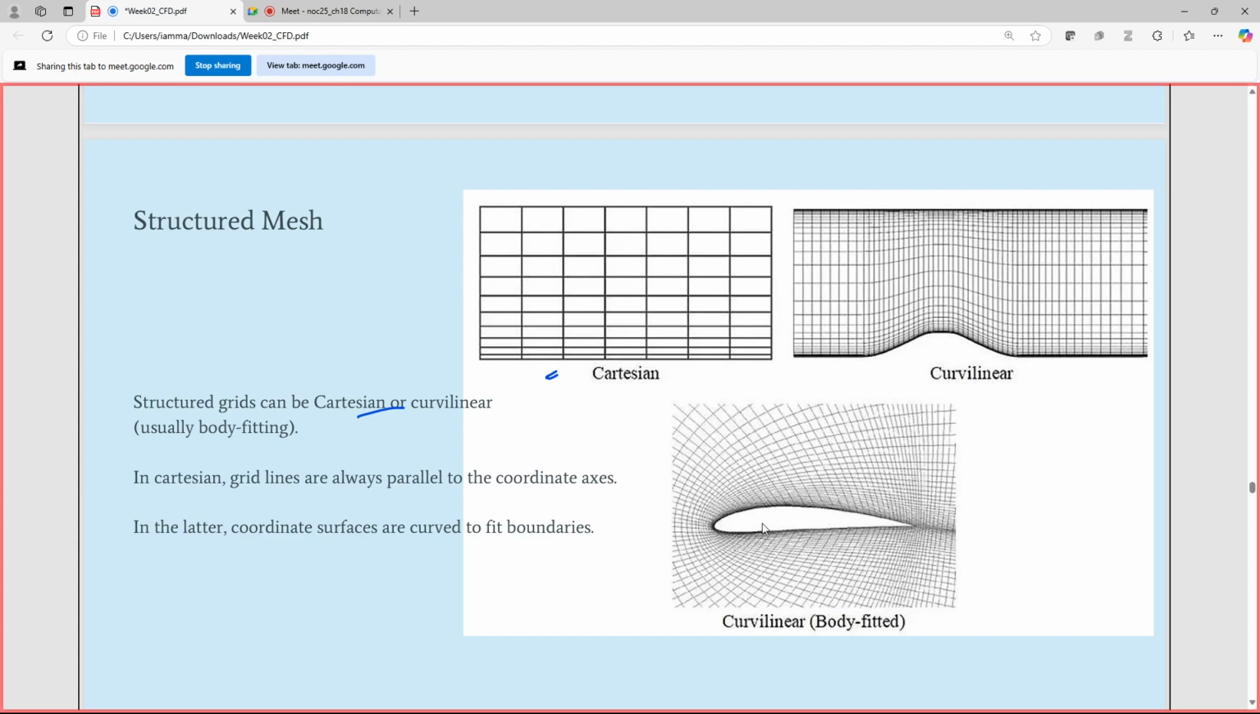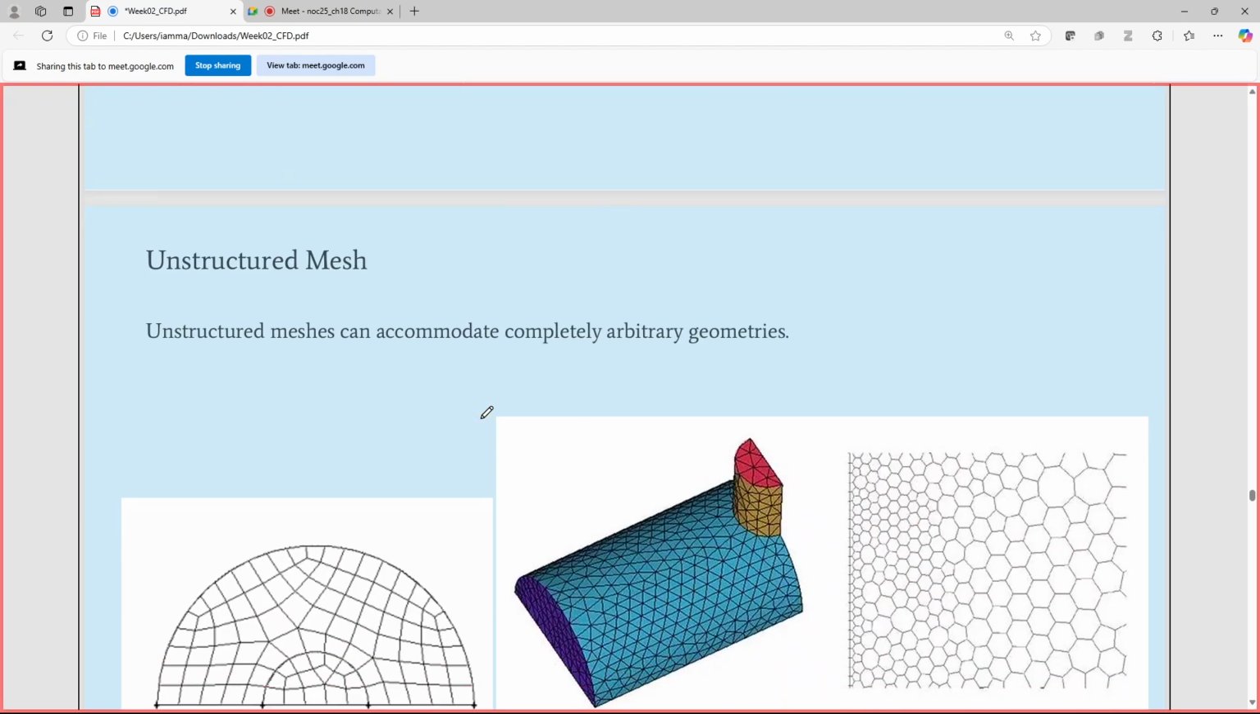So this is a curvilinear body fitted mesh. Inside is a NACA profile. If you can see, this is again a Cartesian mesh, but it is fitted to conform with the curved body. So it's a curvilinear structured mesh, but for a complex geometry, creating a structured mesh will be difficult. So best suited will be unstructured mesh.